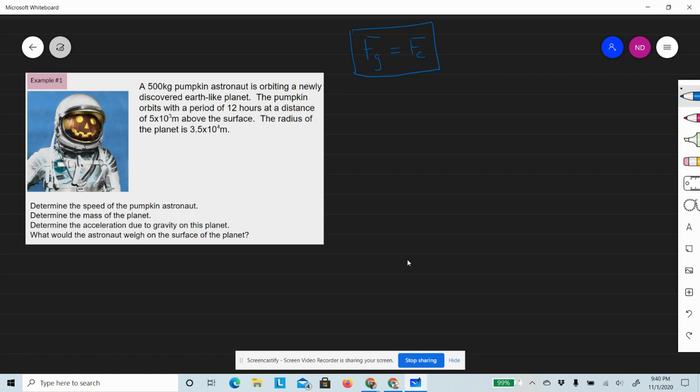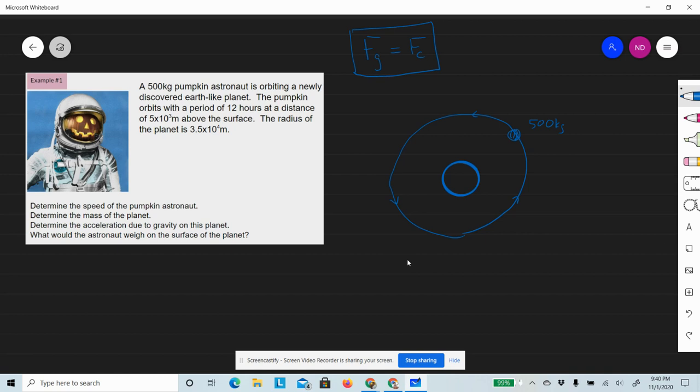So here we go. As always, you start problems in physics by drawing a picture. In this picture, we've got a planet and a pumpkin orbiting the planet. This pumpkin has a mass of 500 kilograms. Let's say he's orbiting this way. That doesn't look anything like a circle, but that's okay. It goes a complete circle, a complete orbit, in 12 hours. So the period of revolution is 12 hours.